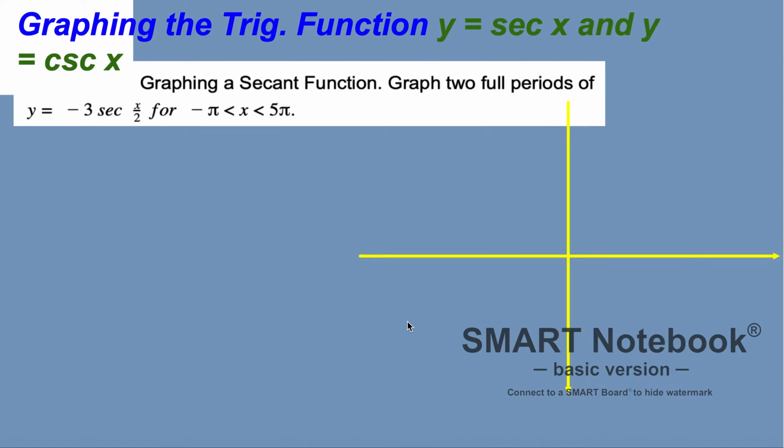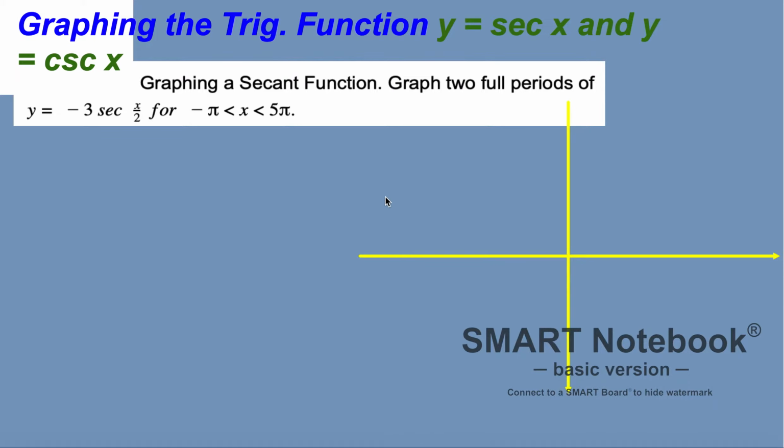Function y is equal to the secant x and y is equal to cosecant x. Graph a secant function: graph two full periods of y = -3 secant(x/2) for -pi < x < 5 pi.